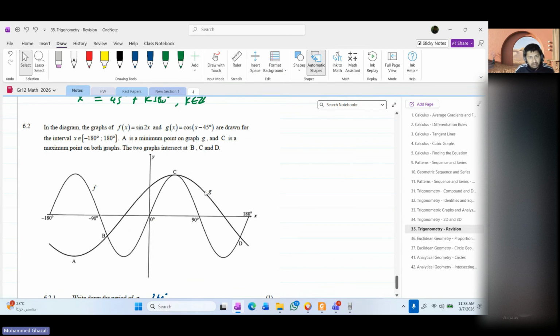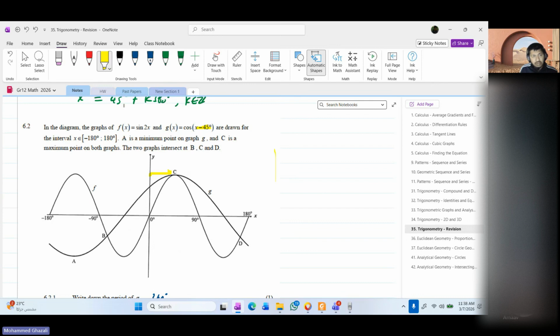A will be on the graph of g, all right? It's a shifted graph, okay? The graph of g is a shifted graph. And how is it shifted? Remember, the graph is supposed to start here, but you can see it got shifted 45 degrees to the right.